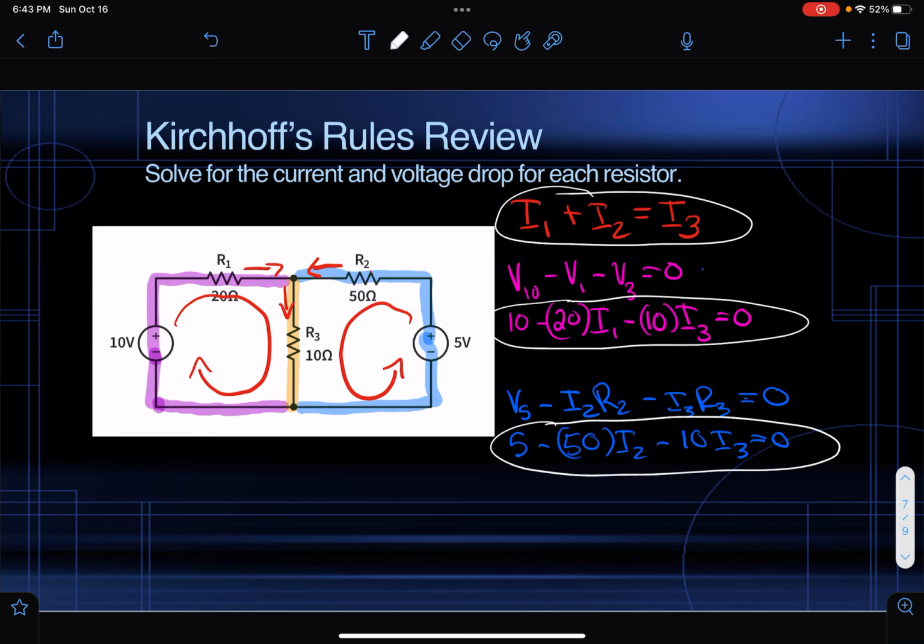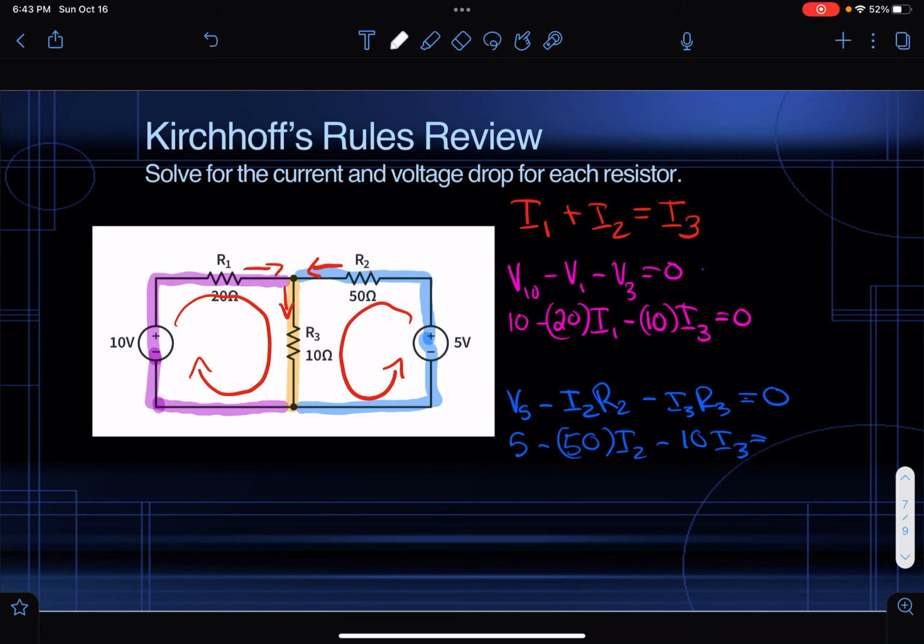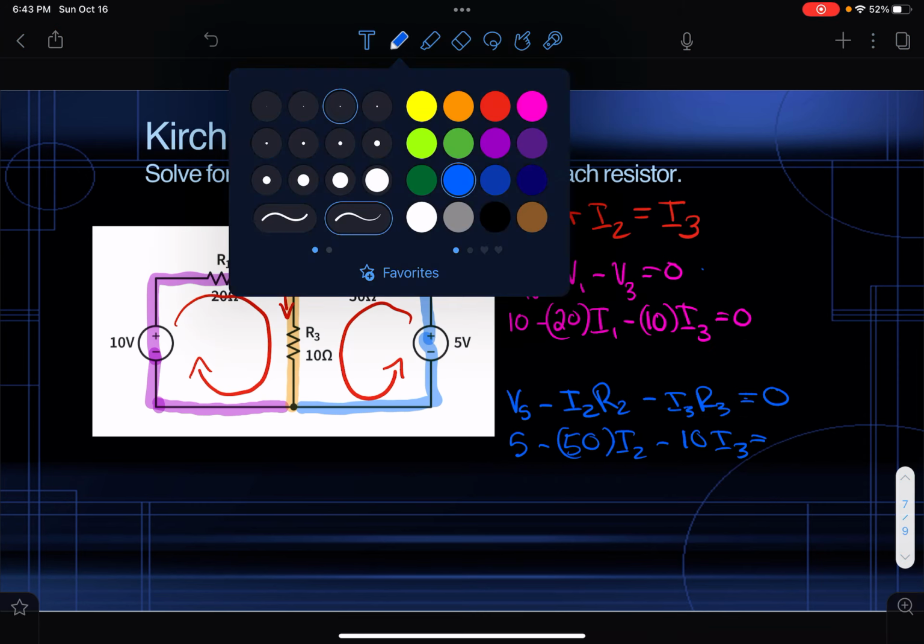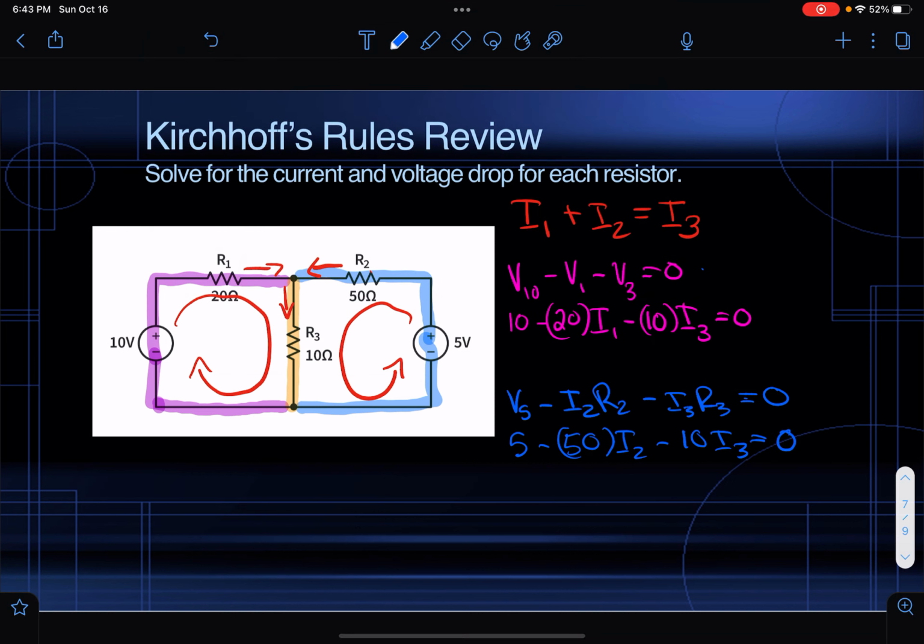Everybody else, what is the one thing that they all have in common, which is I3? So we're going to put both our blue and pink equations there into terms of I3. I've got my blue pen already. I want I3 in the equation, which means I need to isolate I2. If I subtract that to the other side, I'm going to end up with 50 I2 is equal to 5 minus 10I3.